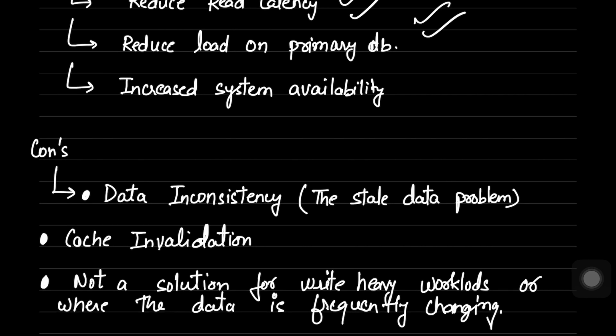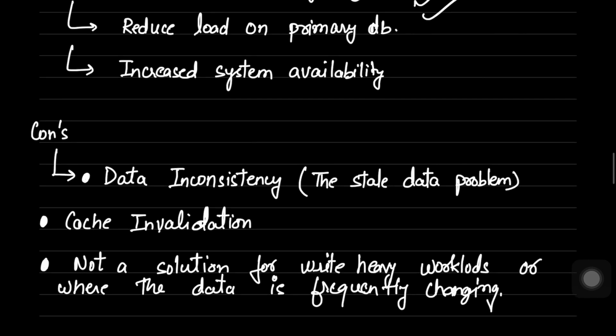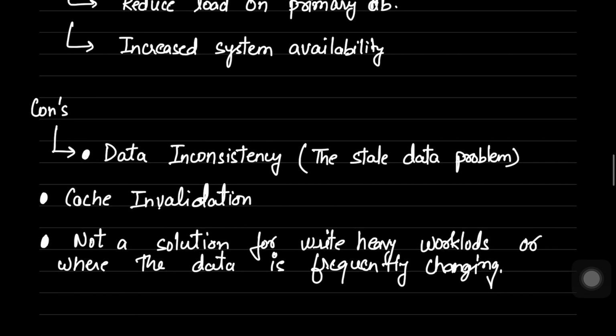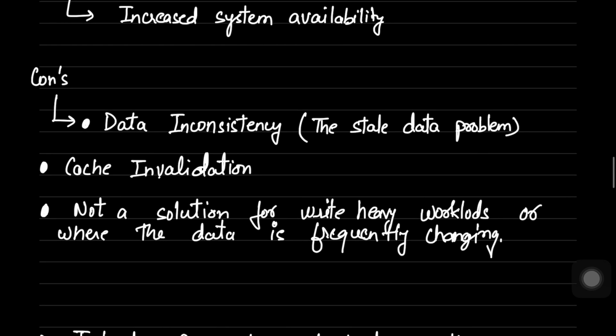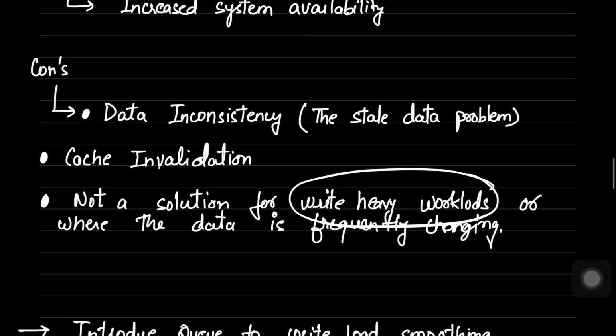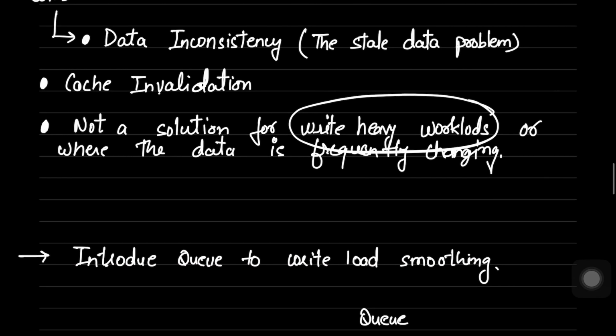There are a lot of trade-offs as well. The stale data problem, as I said: if the data is changing too frequently in the database, then you always have to update the cache. In some cases, if you're not able to update the cache properly, you end up serving the wrong data. Cache invalidation is very problematic because you always have to sync the database and cache if there are a lot of writes happening. It is not a solution for write heavy workloads because it is very difficult to sync two data sources with the data.